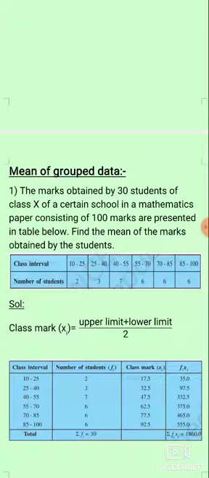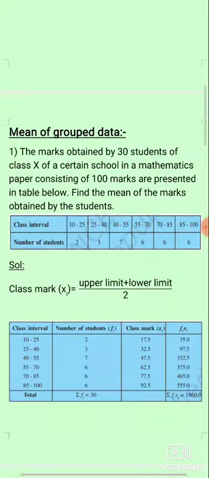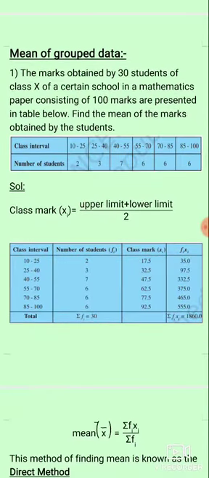The total frequency, sigma fi, is equal to 30, the number of students. Now the mean, x bar, is equal to sigma fi xi divided by sigma fi. So substitute and find the answer on your own. This method of finding the mean is known as the direct method. There are 3 methods in your textbook.